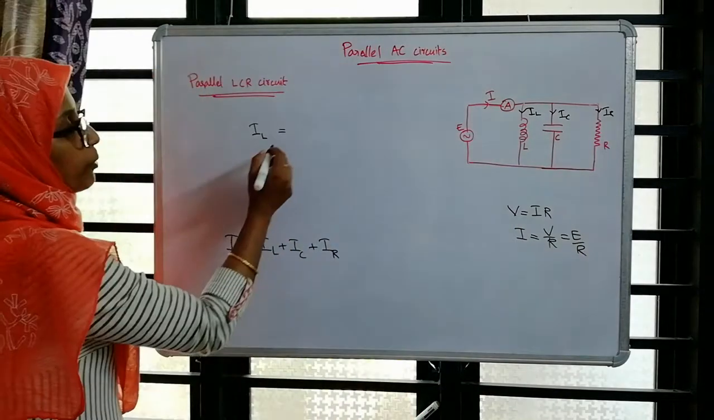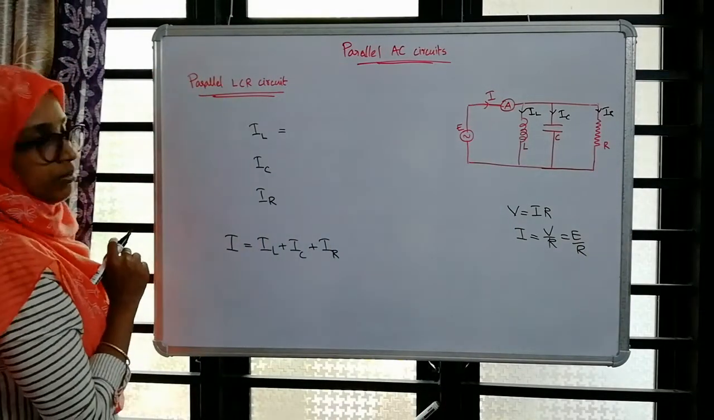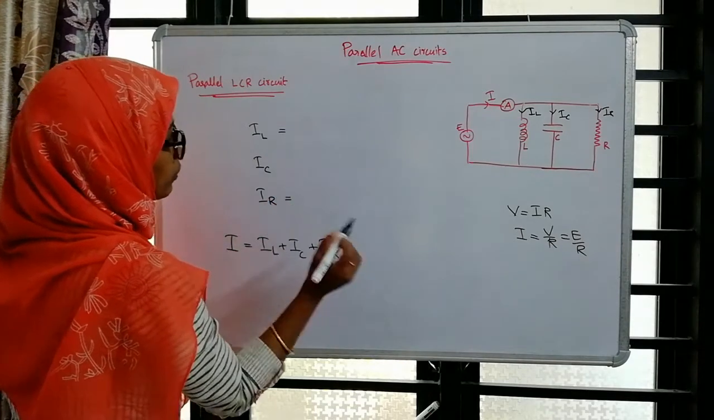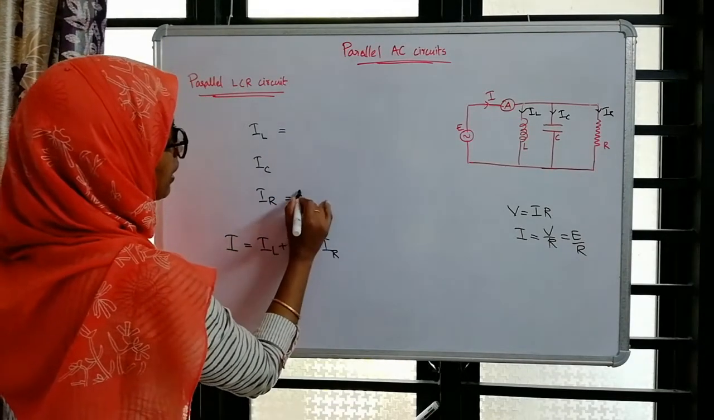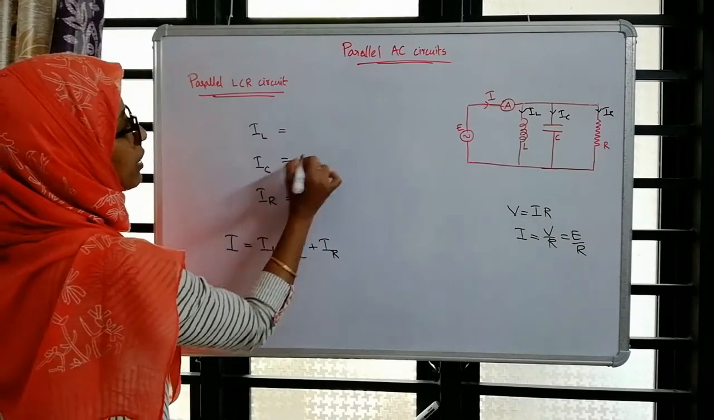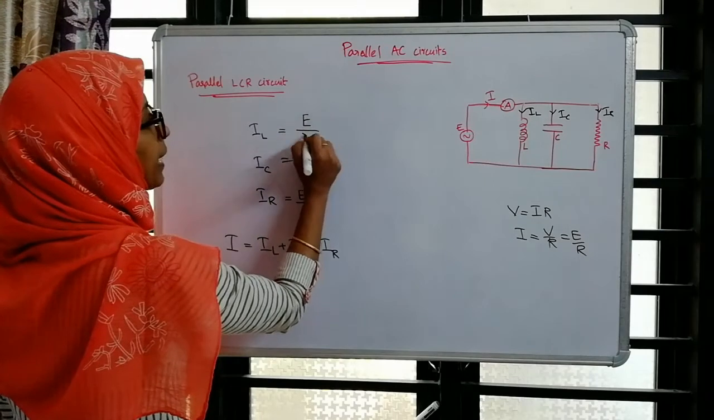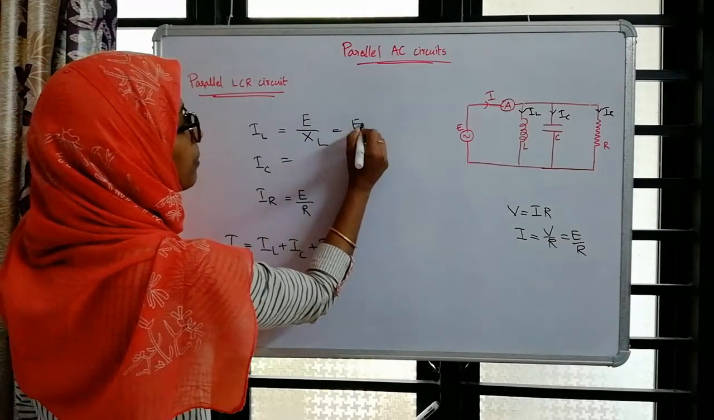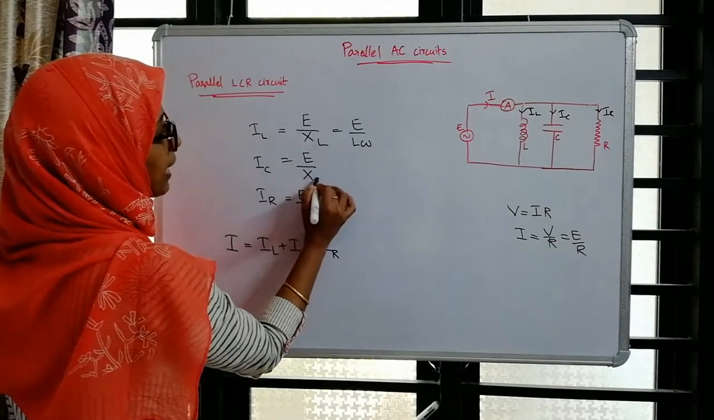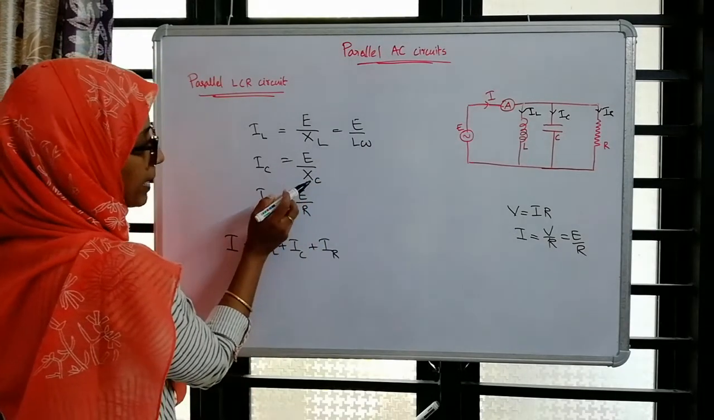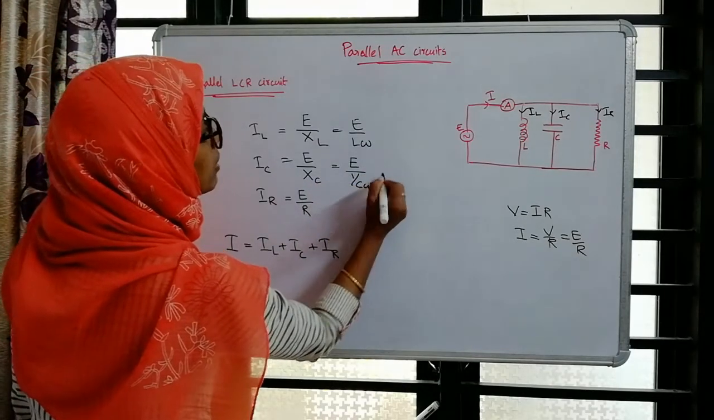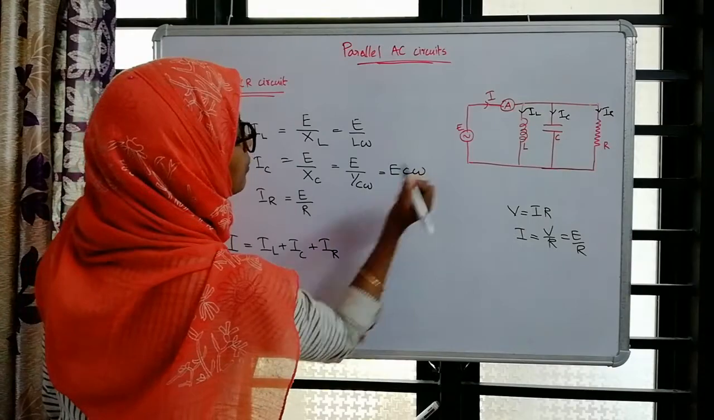From this we can obtain the current across each element. We know IR is equal to E by R. Here IL is equal to E by XL, which is equal to E by L omega. And across the capacitance, it is E by XC, the capacitive reactance, that is E by 1 by C omega, so E C omega.